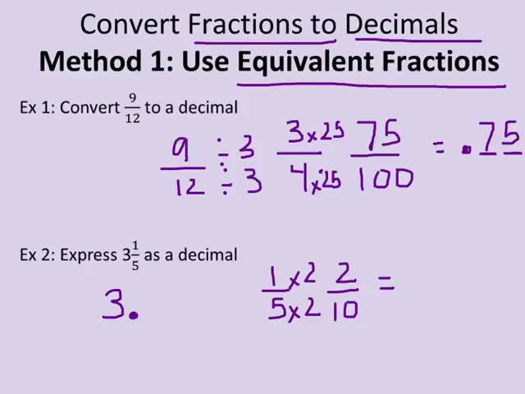And 2/10 I can write easily. I know 0.2 gives me 2/10. So now I just take that and move it over here, and my answer would be 3.2. And that's how we would convert fractions to decimals using equivalent fractions.